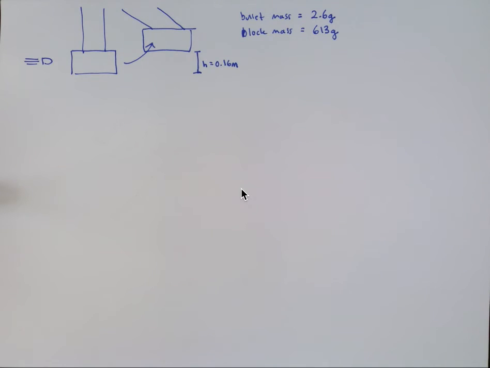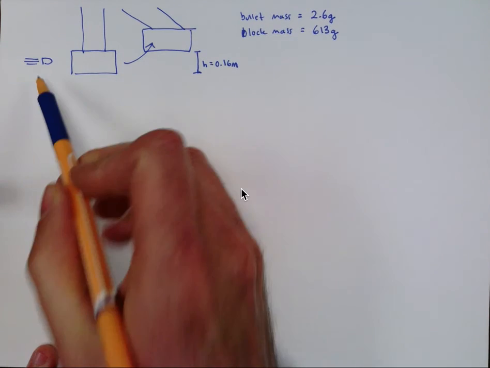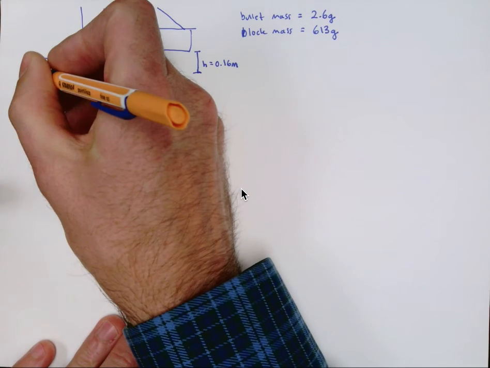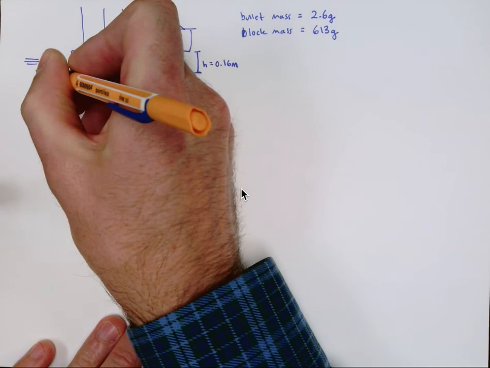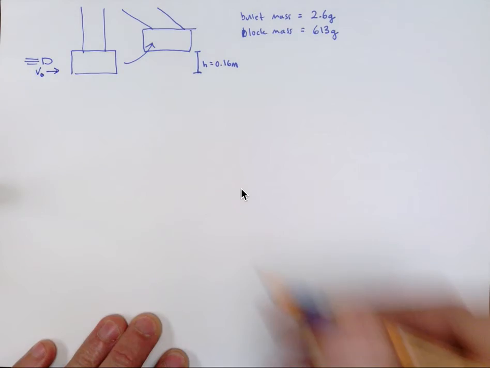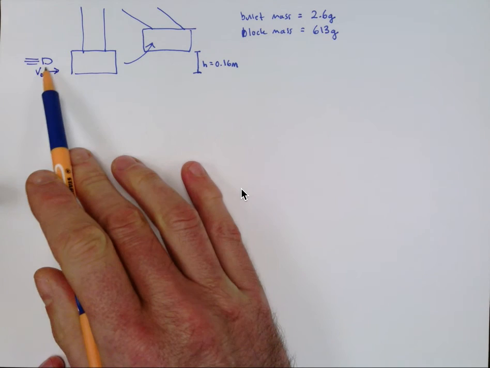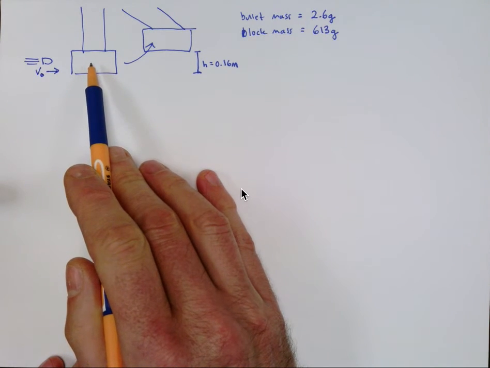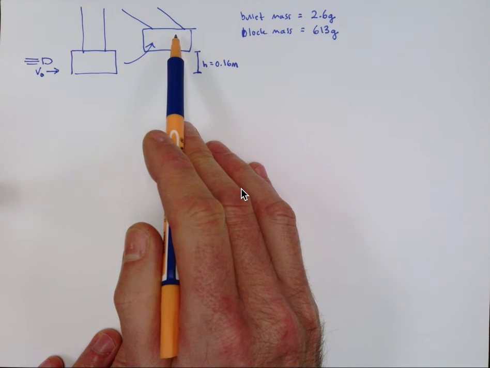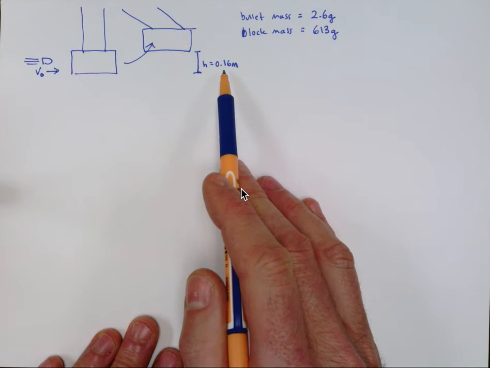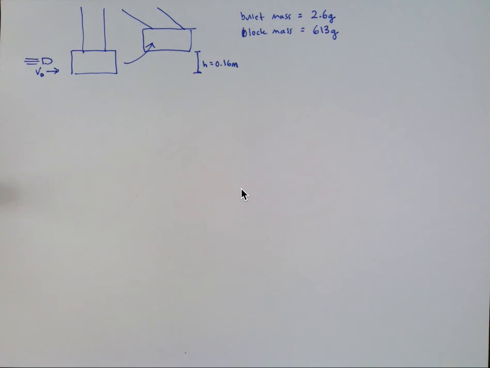This is called a ballistic pendulum problem, and it's a classic problem in conservation of momentum. What we have happening is a bullet, and we don't know its initial velocity. That's actually what we're going to try to find. So a bullet that has some unknown initial velocity slams into this wooden block here, sticks to it, and then the two of them swing upward to a maximum height. In this case, it's 0.16 meters. Based on that information, you should be able to figure out the initial velocity of the bullet.